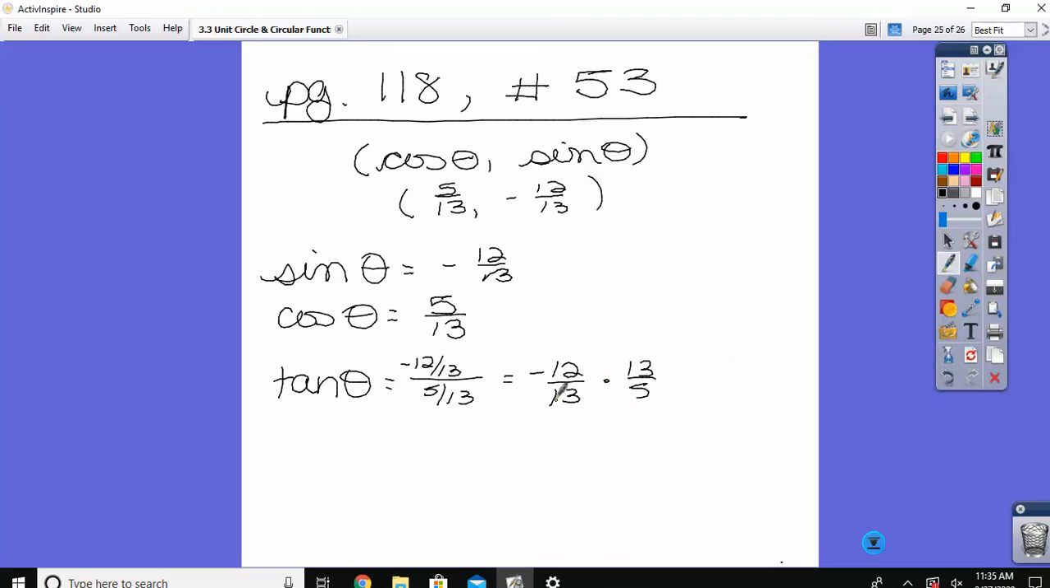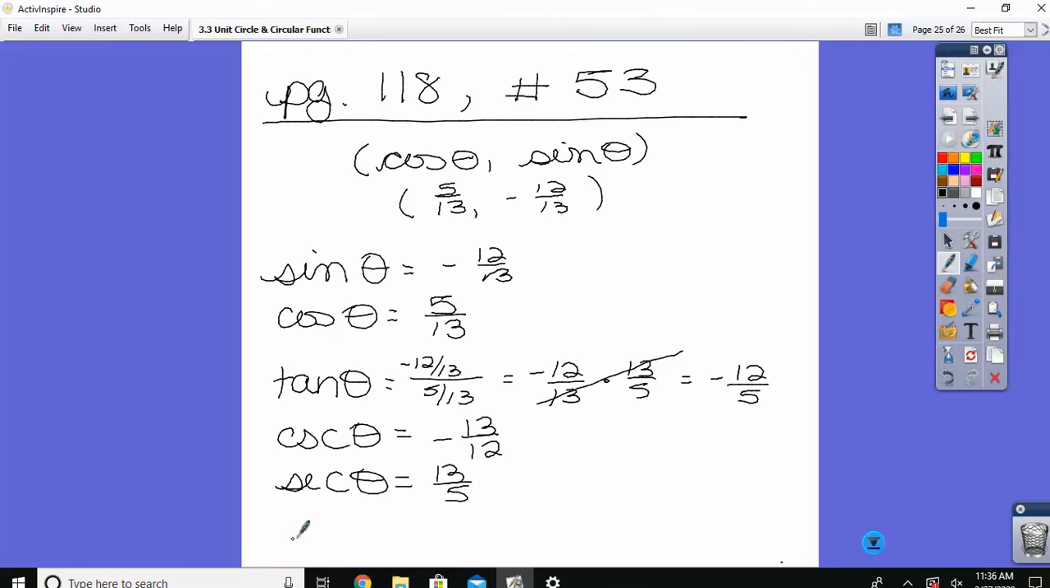Flip and multiply the 13s, cancel, and we get negative 12/5. Cosecant is what? 13 over 12, it's just a reciprocal of sine. Secant would be 13 over 5, the reciprocal of cosine. And cotangent would be negative 5/12, the reciprocal of tangent.